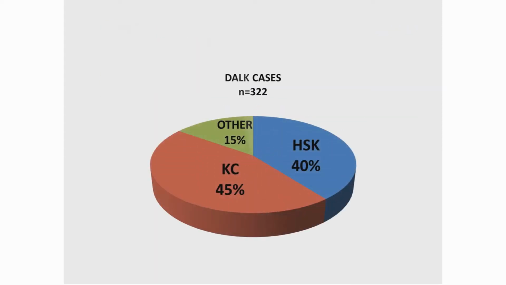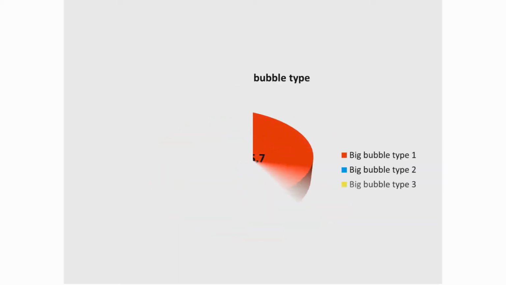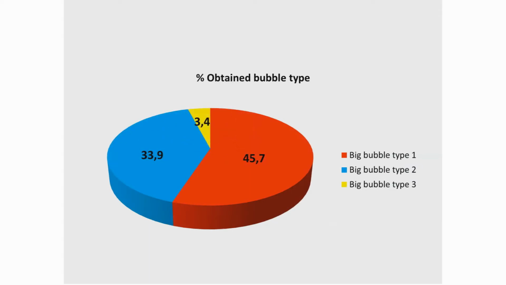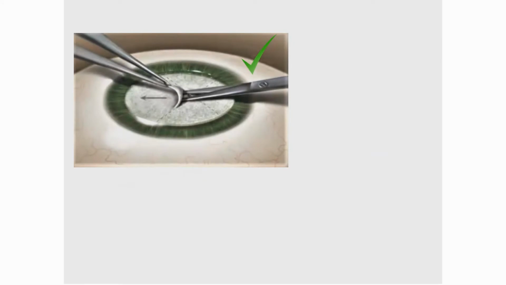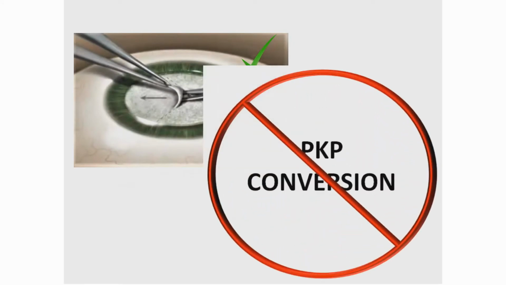102 eyes had corneal scarring secondary to herpes simplex keratitis, 117 had keratoconus, and 39 had other corneal scarrings. Big bubble type 1 was achieved in 45.7% of cases, type 2 in 33.9% and type 3 in 3.4%. Every patient ended up with lamellar dissection without converting to PKP.